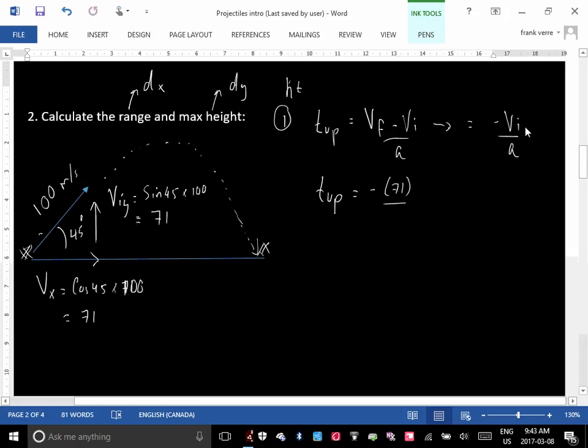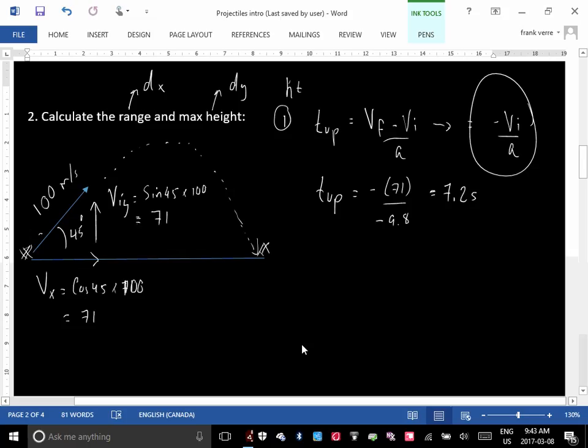So if I want to know how long it takes to go up, it's a function of this equation. So the time up is negative VI over A. But what's A? Negative 9.8. So the time to go up is, what is that, like 7.2 seconds? I'm going to work it out. Okay, I'll just say 7.2 seconds.